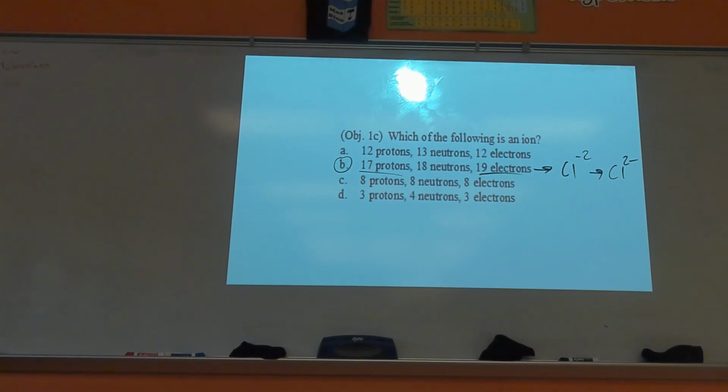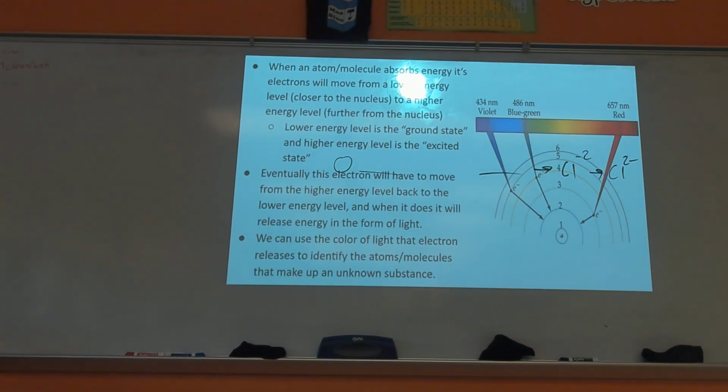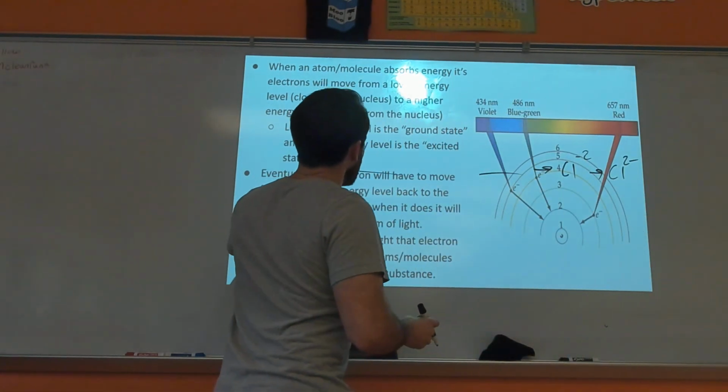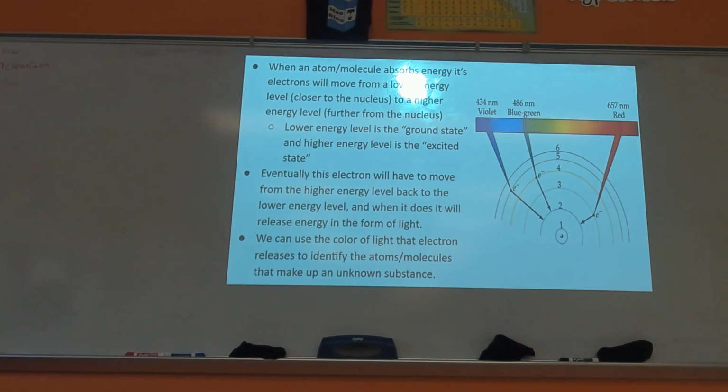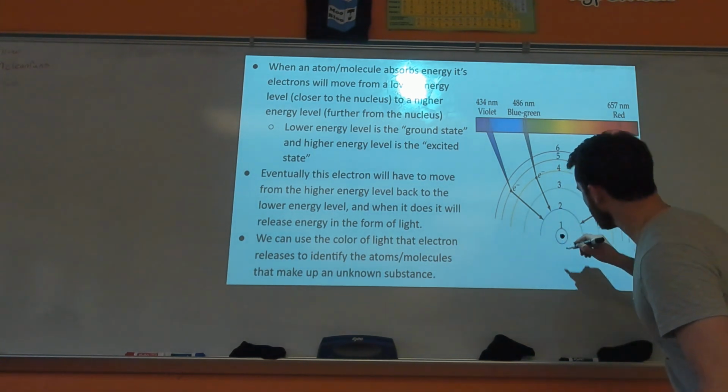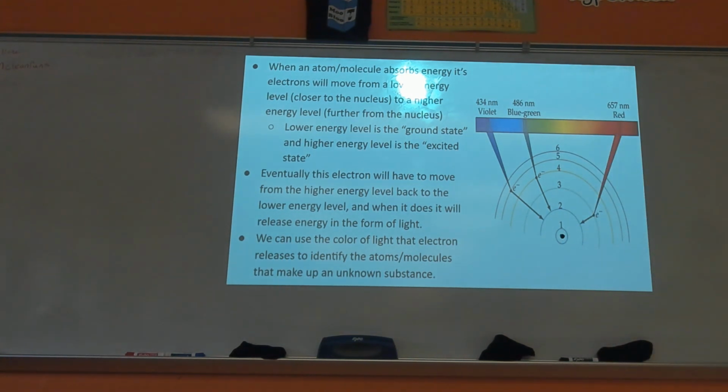Okay, cool. Now, there's a lot going on this slide, a lot of words, but stick with me here. This right here is a picture of an atom. This is the nucleus of the atom. Remember, the nucleus is really, really small. And outside the nucleus, those are the spaces that the electrons occupy.